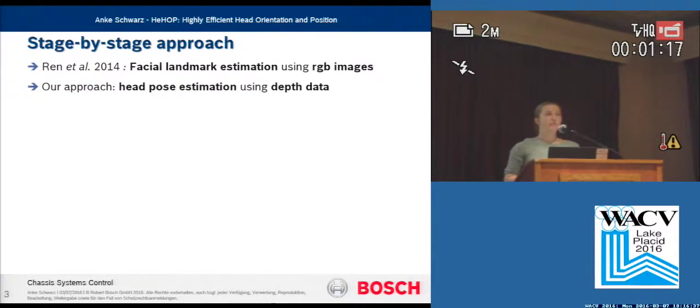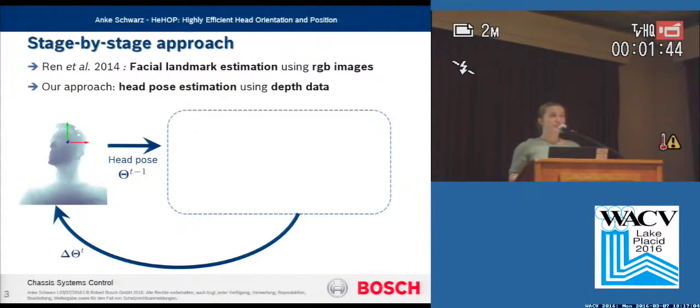At CVPR 2014, Ren & Co. presented a very fast approach for facial landmark estimation from RGB images. Inspired by their work, we present a head pose estimation approach. Based on their method, we directly estimate the head orientation and head position. The input source is in our case depth data instead of RGB images.